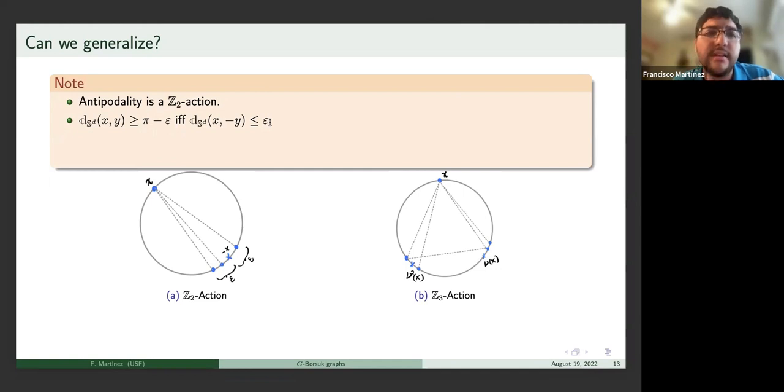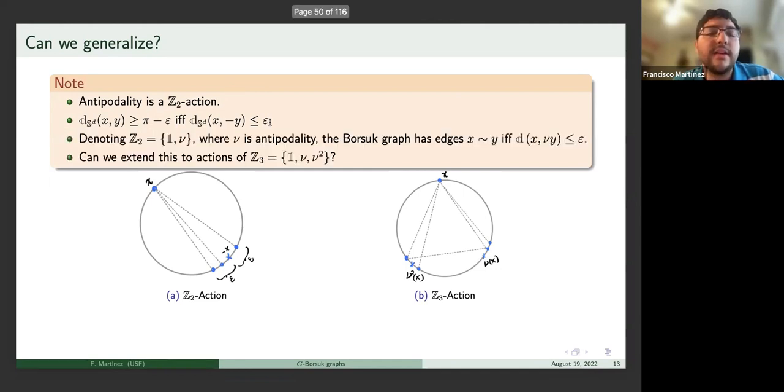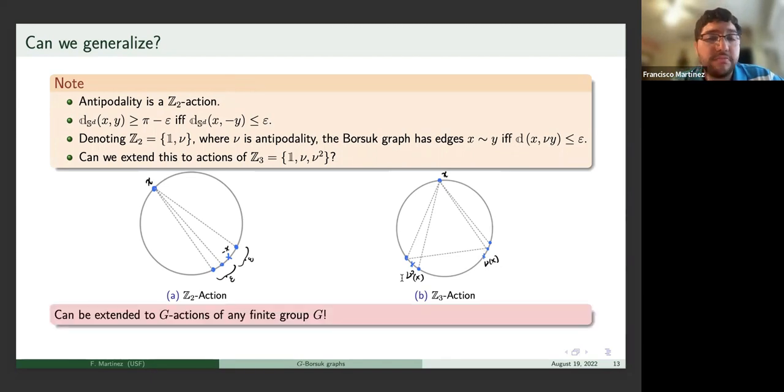this very small different way of thinking about this, now we can realize these ideas if we have a different action. For example, if we have a C3 action over a circle, which could be just rotating the circle by 2 pi over 3, then we can connect edges between x and all the points that are close to nu of x, but also between x and all the points that are close to nu squared of x. So using this way of thinking, we can extend this idea to other spaces where we have G actions, at least for any finite group G.